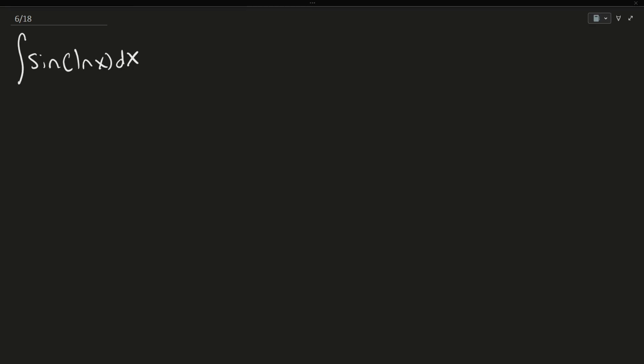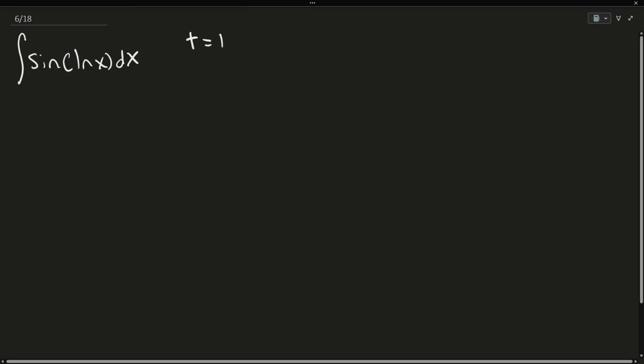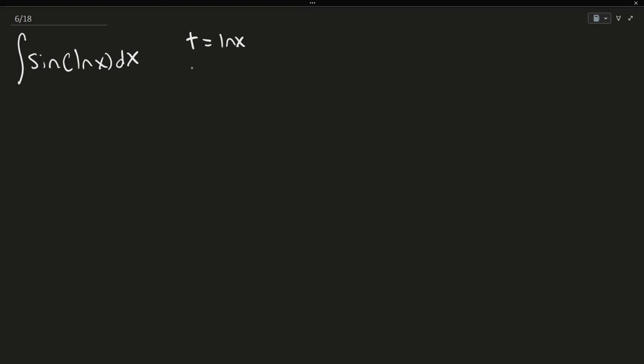Alright, so when we look at this problem, we see a natural log x. So this will be easier to solve if we got rid of it. So what I'm going to do is a substitution, so I'll let t equal the natural log of x. When we take the derivative on both sides, we see dt equals 1 over x dx. Isolating for dx, we see dx equals x times dt.